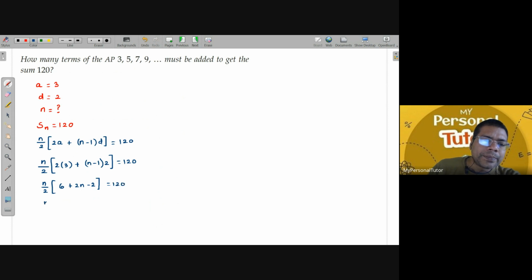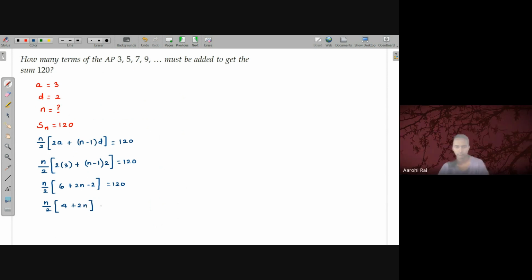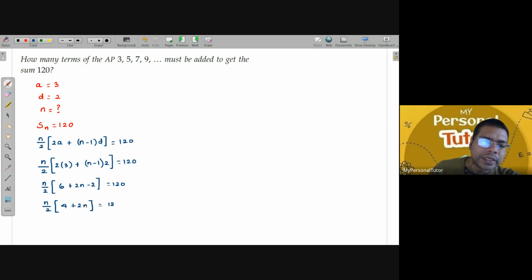Now this n upon 2 remains as it is. Inside the bracket, 6 minus 2 is nothing but 4 plus 2n, right, Arohi? Yes, sir. And that is equal to 120. Yes or no, Arohi? Yes, sir.